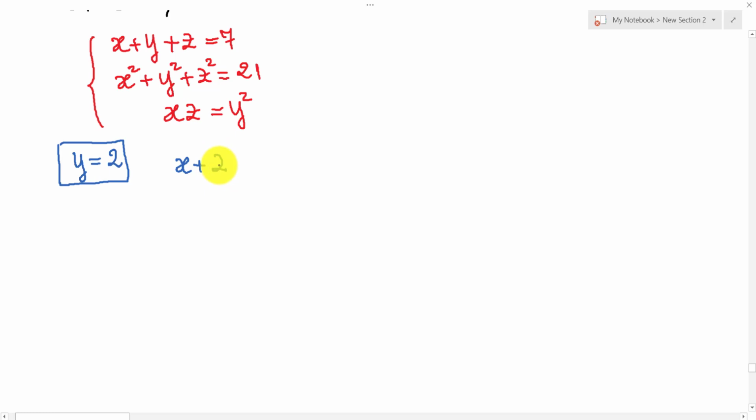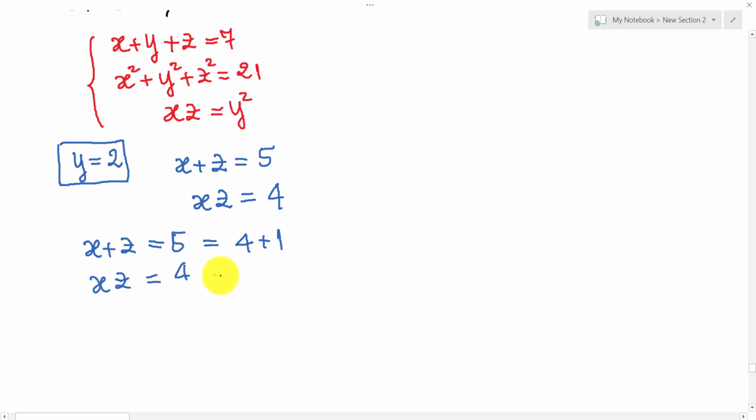So I get x plus z equals 7 minus y, and we get 5. And xz equals this y squared, so we get 2 squared and equal 4. And then from this, we have x plus z equal 5, and x multiplied by z is equal 4. I can write 5 as 4 plus 1, and 4 as 4 multiplied by 1.